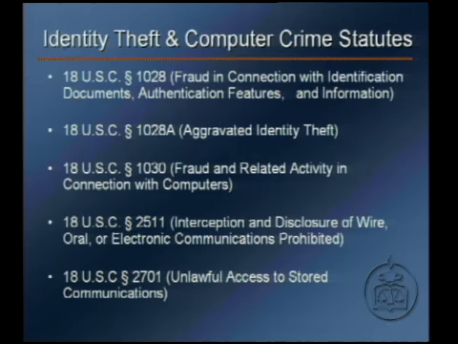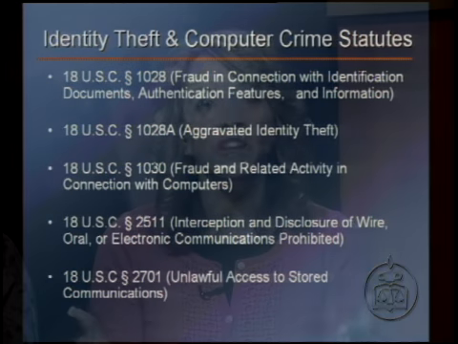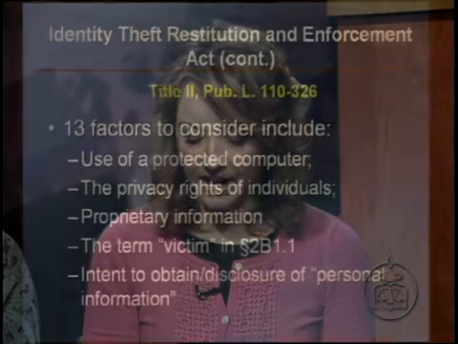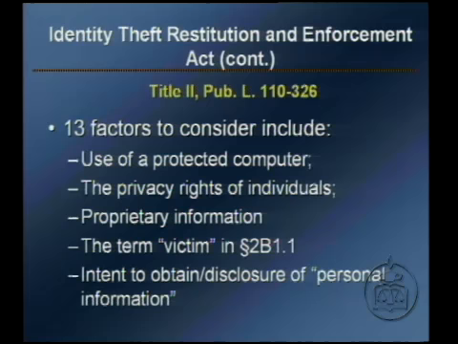18 U.S.C. Section 1030, that's where you're going to find your computer fraud offenses. 18 U.S.C. Section 2511 deals with eavesdropping types of offenses. And finally, 18 U.S.C. Section 2701, which deals with unlawful access to communications, as these are the specific areas of concern that Congress identified. In addition to that, the public law also provided that the Commission consider 13 factors in order to create an effective deterrent for these types of crimes.